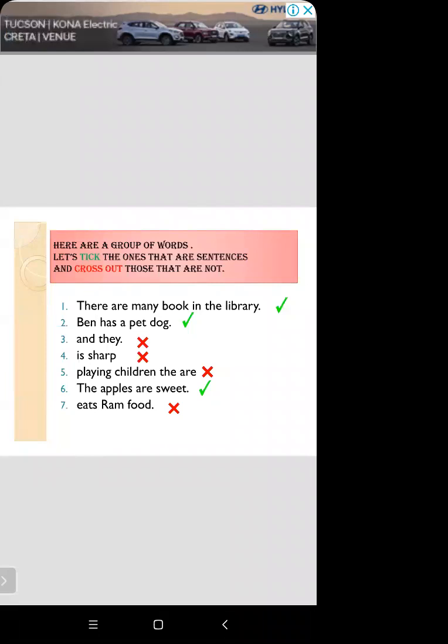Clear, students? So you have to know about the sentence. How can you identify the sentence? आप कैसे आइडेंटिफाई करेंगे कि ये सेंटेंस सही है या गलत है? So you have to know about the four things. The first one is it must be placed in a proper order. जो भी words होते हैं, group of words must be placed in a proper order.